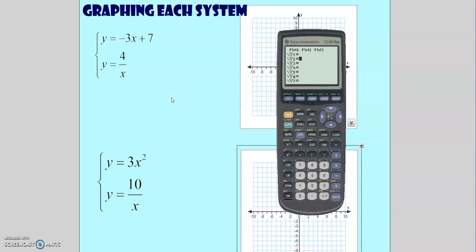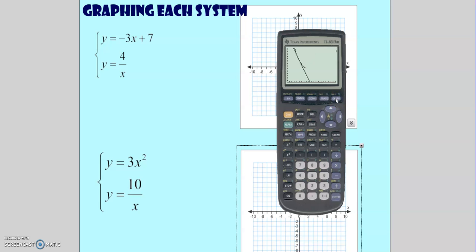To graph using the 83 or the 84 or a version of this, we're going to go ahead and start in our y equals like you would graph anything. In y1, I'm going to use my negative 3x plus 7, and in y2, I'll do 4 divided by x. Now your calculator might be a little bit newer and look different, but the functionality will be the same. So I'm going to go ahead and graph.